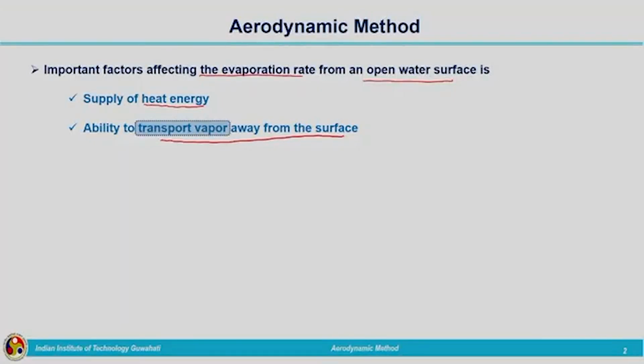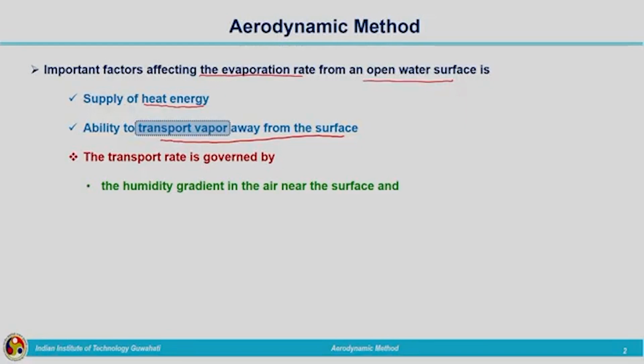So the two important factors which influence evaporation are the heat energy and the vapor transport away from the water body. Now in this aerodynamic method we will be incorporating the transport of vapor. Vapor transport will be considered. In the previous method the emphasis was given to heat energy, that is heat radiation, but in this case we will be considering the vapor transport. The transport rate is governed by the humidity gradient in the atmosphere and the wind speed.